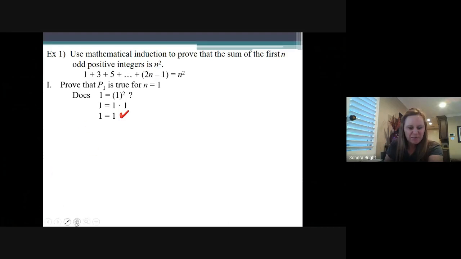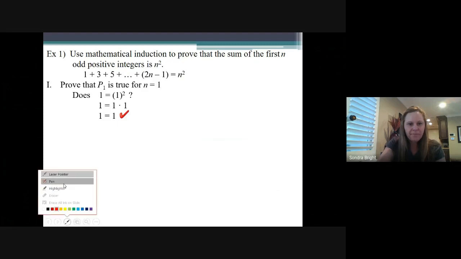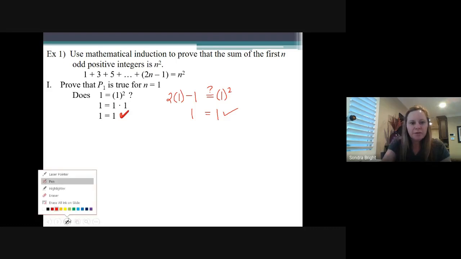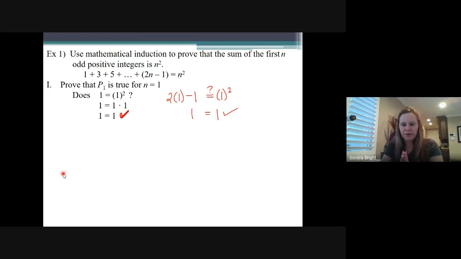I did all that, but really, here's what I would do if I was doing it by hand. I would write 2 times 1 minus 1. Is it equal to 1 squared? And this would be 2 minus 1, so 1, and 1 squared is 1. Check. That's really what my work would have been for that. I showed a bunch of extra steps, but that's what I would be looking for. Okay, so we just proved that it's true for when n is 1.